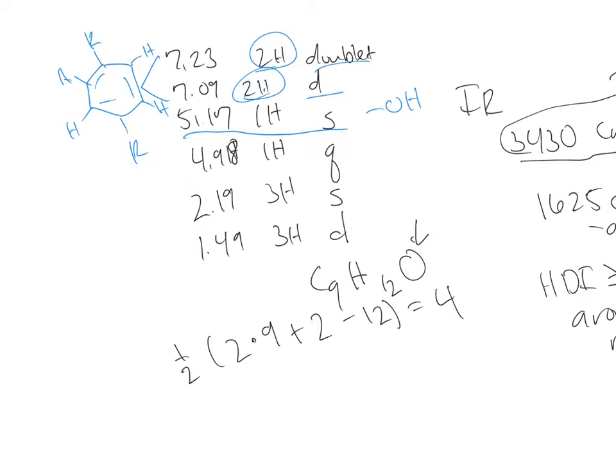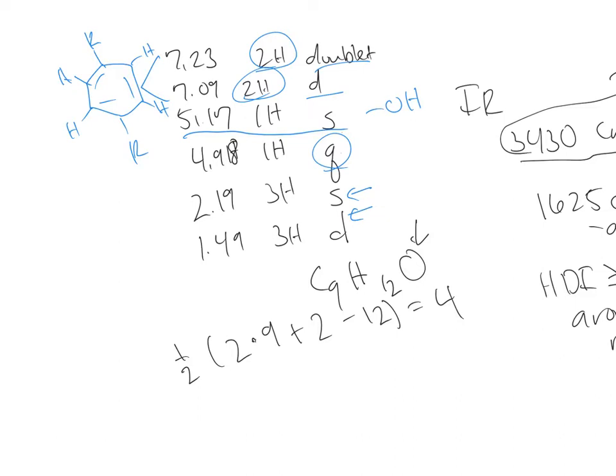Then here we have a 1 hydrogen quartet. So how many neighbors does that have? If we have a quartet, how many neighbors do we have? We have 3 neighbors, right? But I have 2 signals that each have 3 hydrogens. So how do I know which one is the neighbor? It has to be the doublet, right?